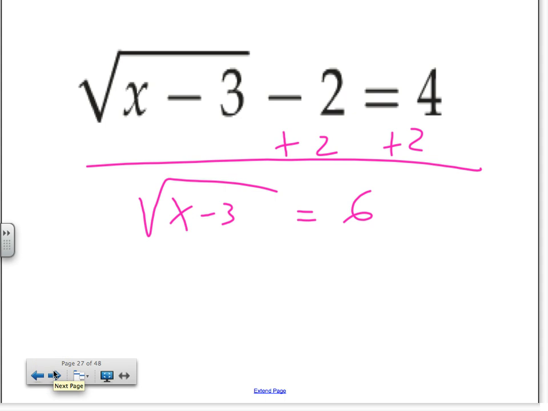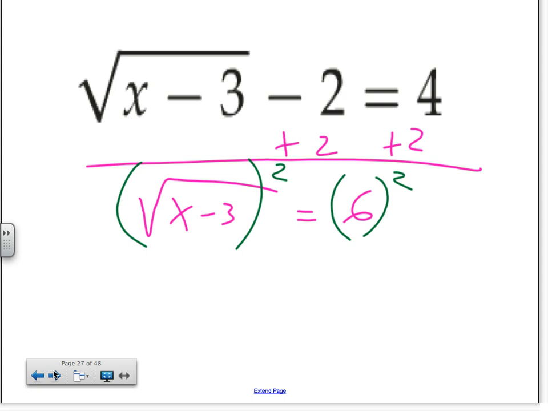How do I remove the root? Square it, right? So if I'm going to square it, that means if I do it on one side, I have to repeat it on the other side. Go ahead and finish it up and tell me what your answer is. Anyone? 39. How did you get that?